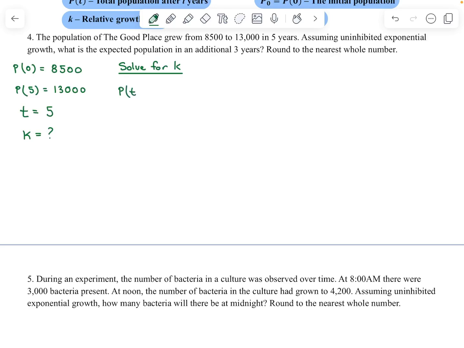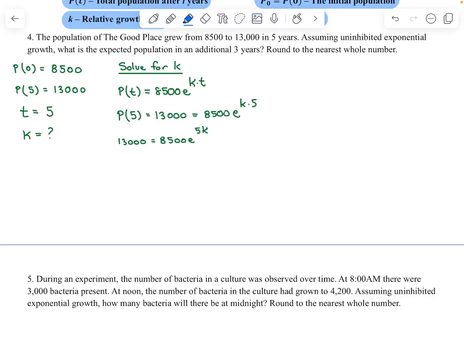So we have P of t has to equal 8,500 e raised to the k times t power. And the reason why 8,500 is the coefficient is because that is the initial population of the Good Place. We know that P of 5 has to equal 13,000. So this has to equal 8,500 e to the k times 5.